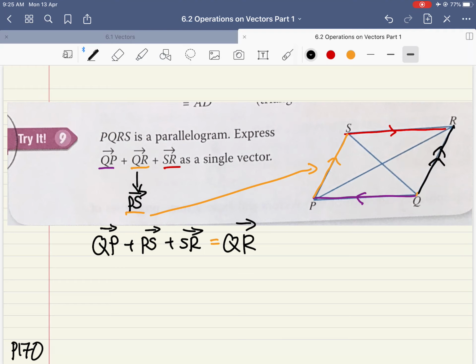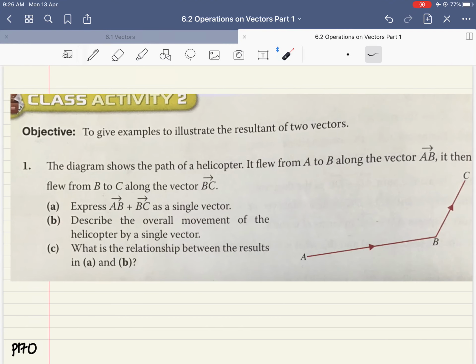Let me just draw in a diagram for you. It's down here. I'll repeat one more time. If you start from Q, you move to P, QP plus PS plus SR. Instead of moving one whole round, the most direct way is I start from Q, I end off at R as well. So that is the resultant vector of QP plus PS plus SR.